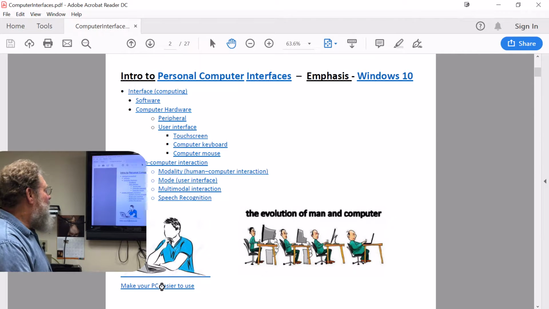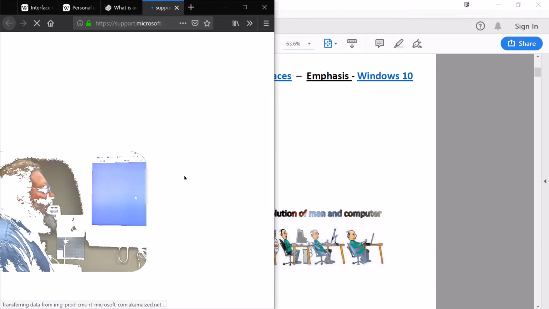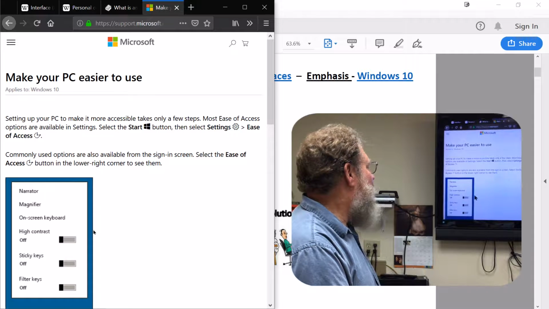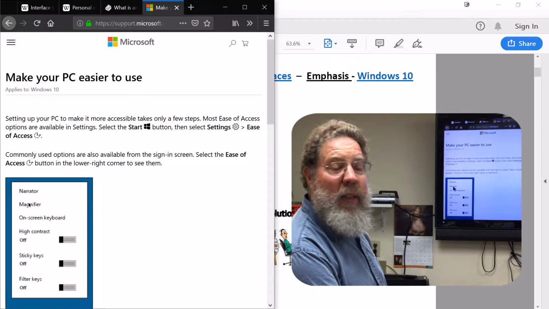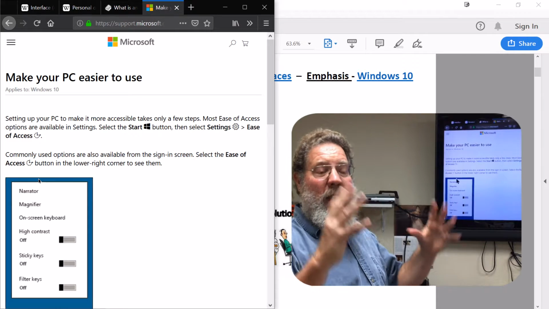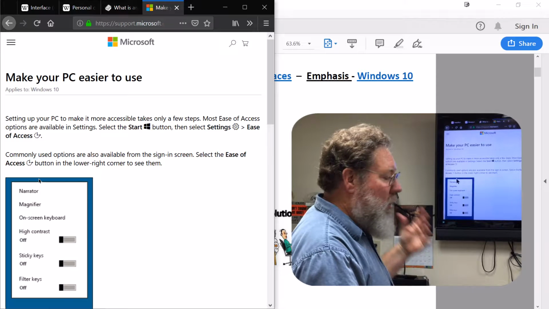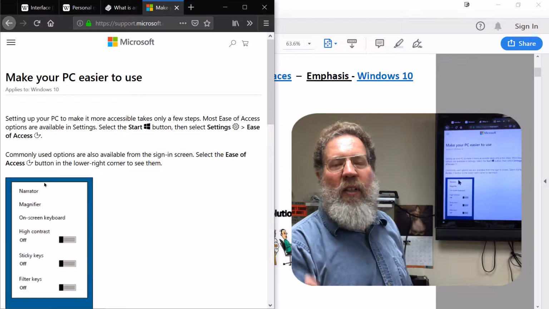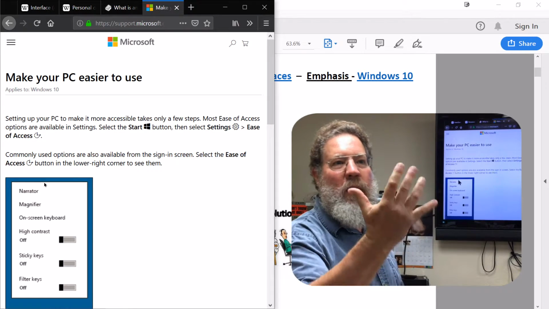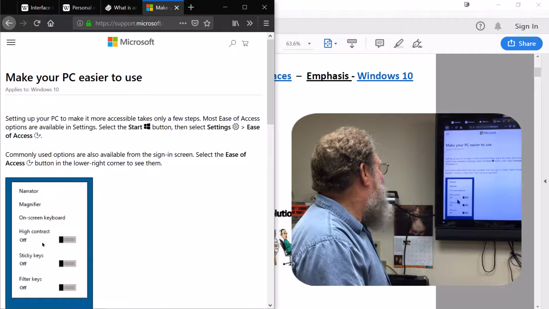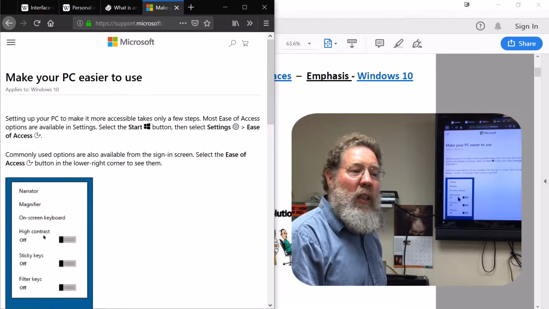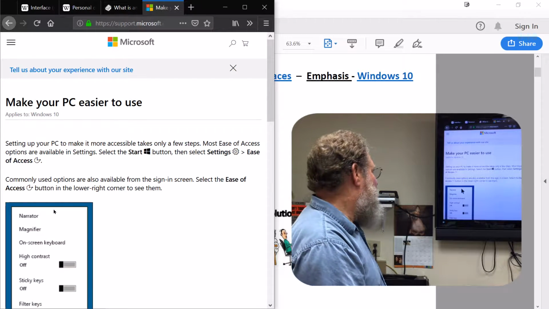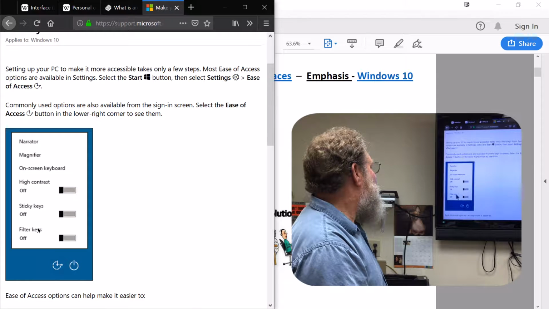Make your computer easier to use is kind of an interesting subject here because some people have limitations. If you have trouble with eyesight, you can turn on a magnifier. That's a type of interface, a magnified interface on your desktop. This is Windows 10 stuff. You can turn on a narrator. What does a narrator do? It reads the stuff on the page to you, so it gives you a voice to human interface to work with. High contrast would be for people who can't see normal colors. They need a wide range of contrast in order to differentiate between what they're seeing on the screen and not.